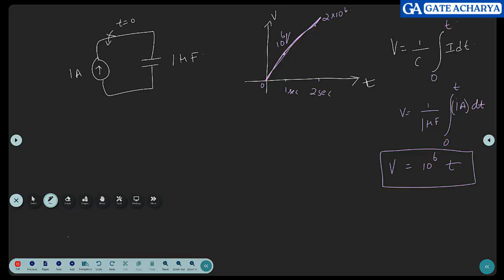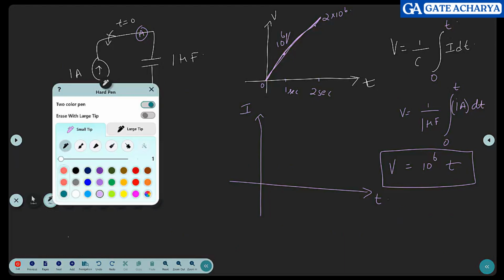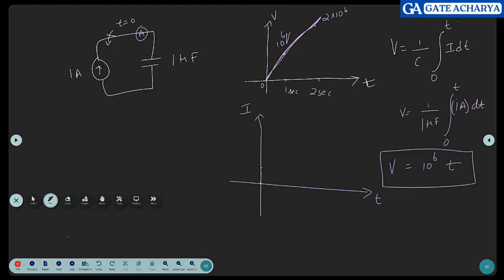And if I ask you what will be the current graph, I think I'm just asking you the obvious thing, but still you should be able to say. What will be the current graph? What is the current through this? Say I put an ammeter here. What will be the current flowing here after you turn on the switch? How much current will go? So it's just 1 amp, right? That's the source. So from this instant, it will be a step of 1 amp.